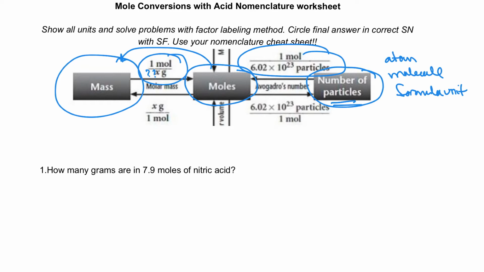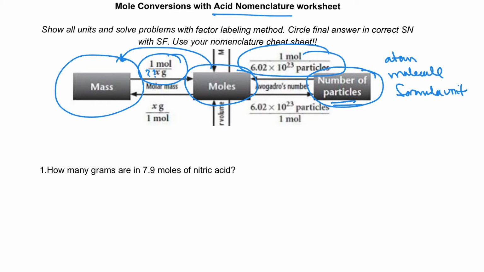You can use your mole conversion skills to be able to use this mole map and convert back and forth between number of particles and mass. That should all be reviewed for you. But now we're going to add it with acid nomenclature. We're going to add that skill with it. All right, so here we go.